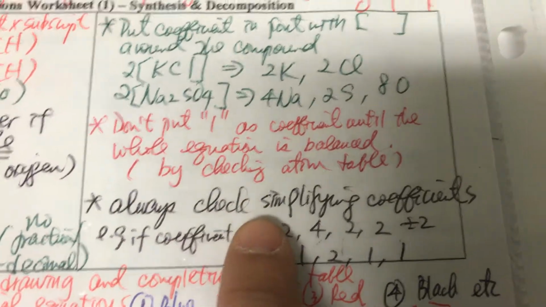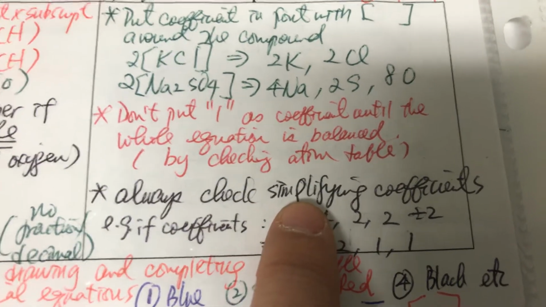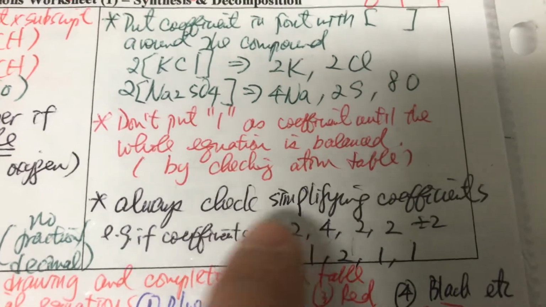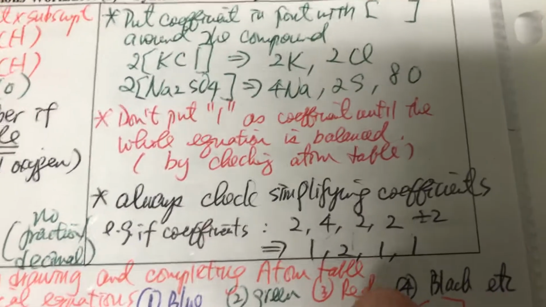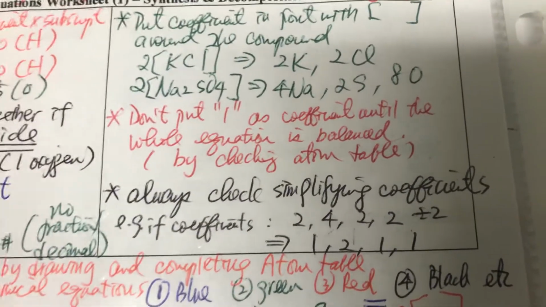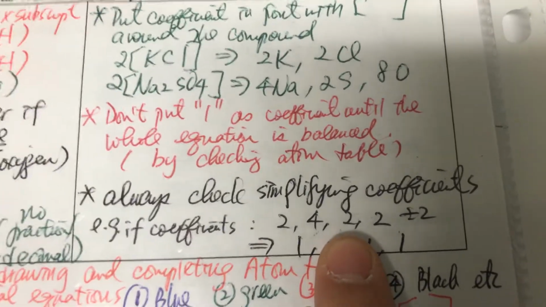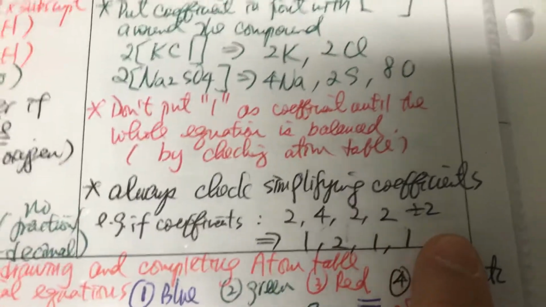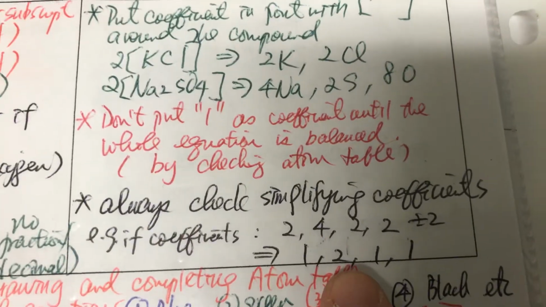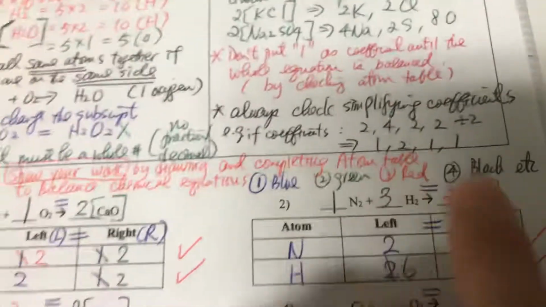And always check to see if the coefficients are simplified. For example, if your coefficients are 2, 4, 2, 2, it's not reduced. You think too much, you think too far beyond, you multiply by a big number, and then you make the coefficients too big. So if they can be simplified, you have to simplify. For example, divide by 2, divide by 3, to make the final coefficients the most reduced form.